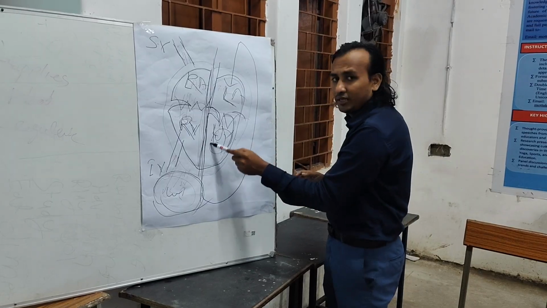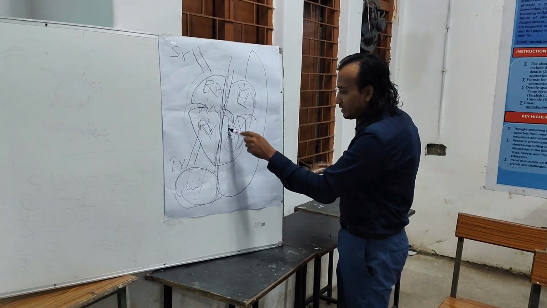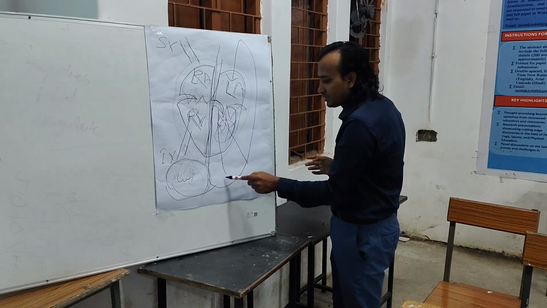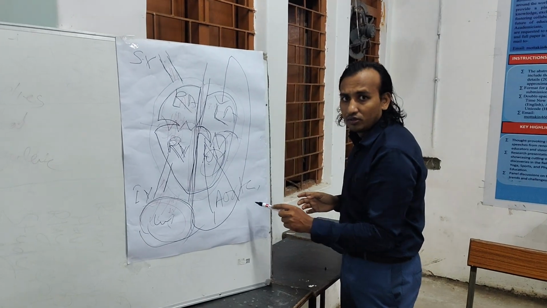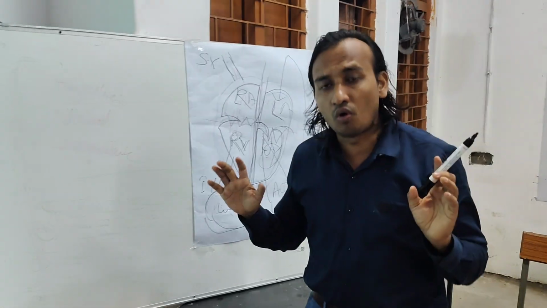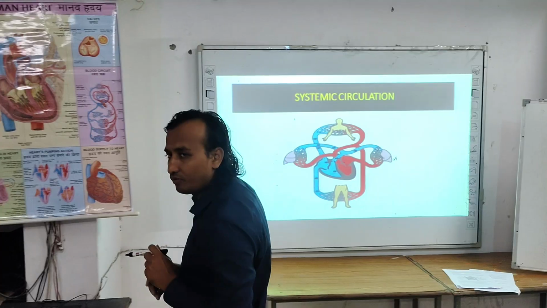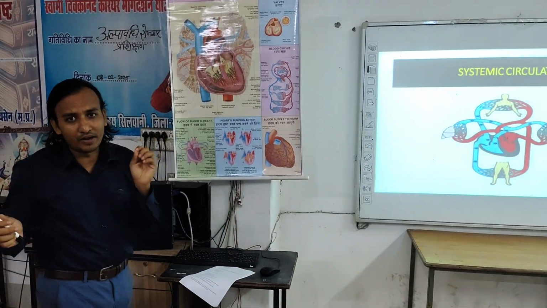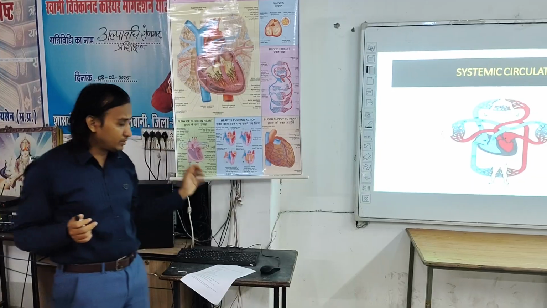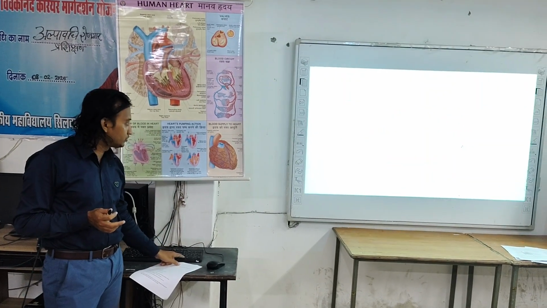Then our body needs the pure blood. We don't need the impure blood. So what happens? Here is the biggest artery, called the aorta. So the aorta supplies blood to the whole body. And this function is called systemic circulation. The function through which the heart supplies oxygenated blood to the body is called systemic circulation.